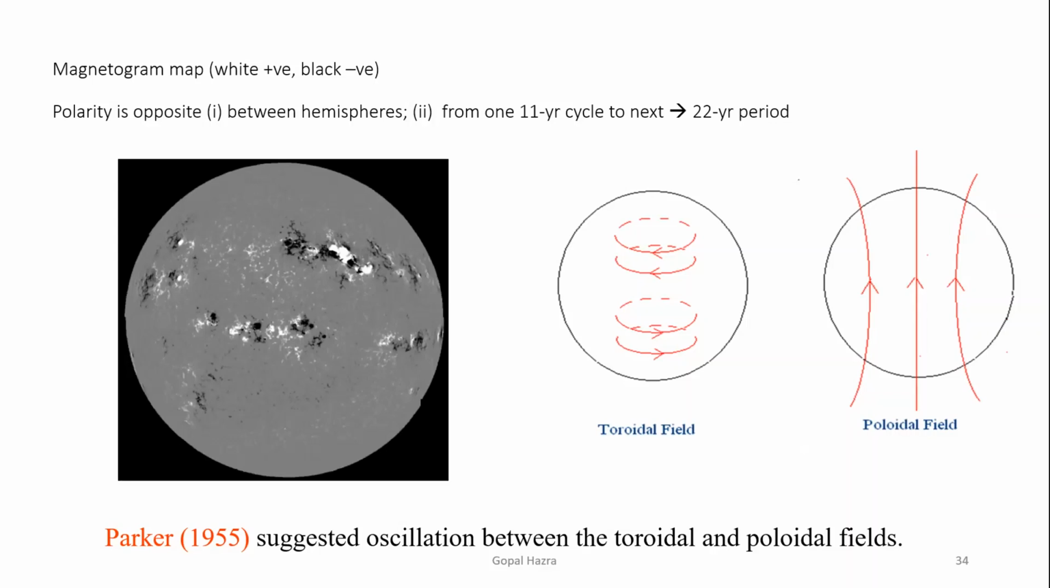Yeah, so this is the omega loop. White means it's going up and black is going down. If white is positive, then black is negative. It's just a convention for how you put it. This is a simple picture of the toroidal field.